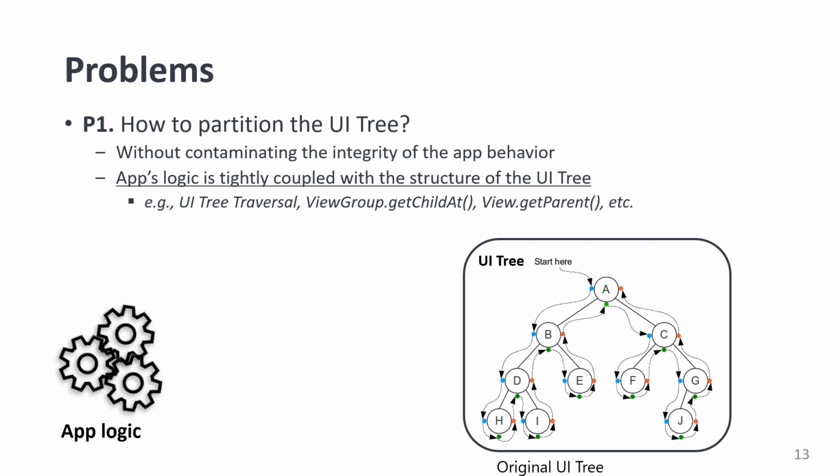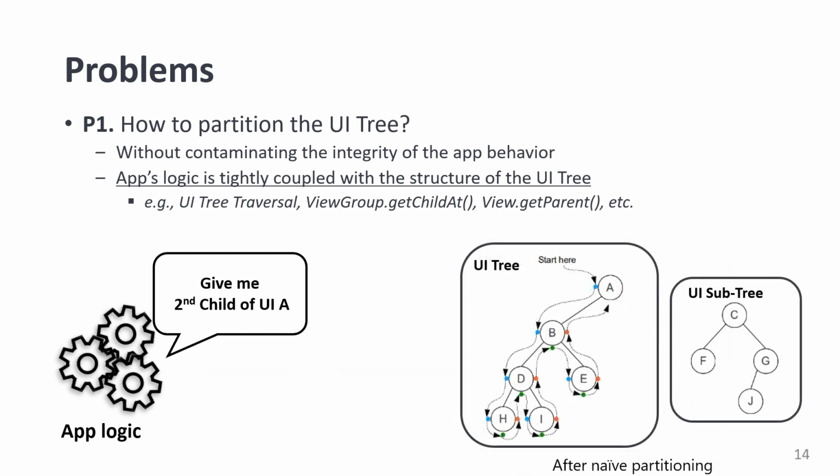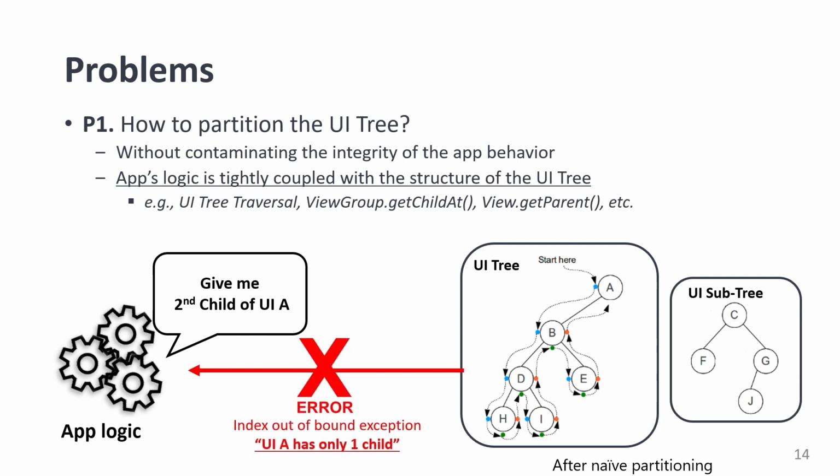For instance, in this case, when the app logic requests the UI tree to return the second child of UI A, the original behavior of the UI tree would be to return UI C. However, if the UI tree is naively partitioned like this, the UI tree will return an index out of bound exception since UI A no longer has a second child.